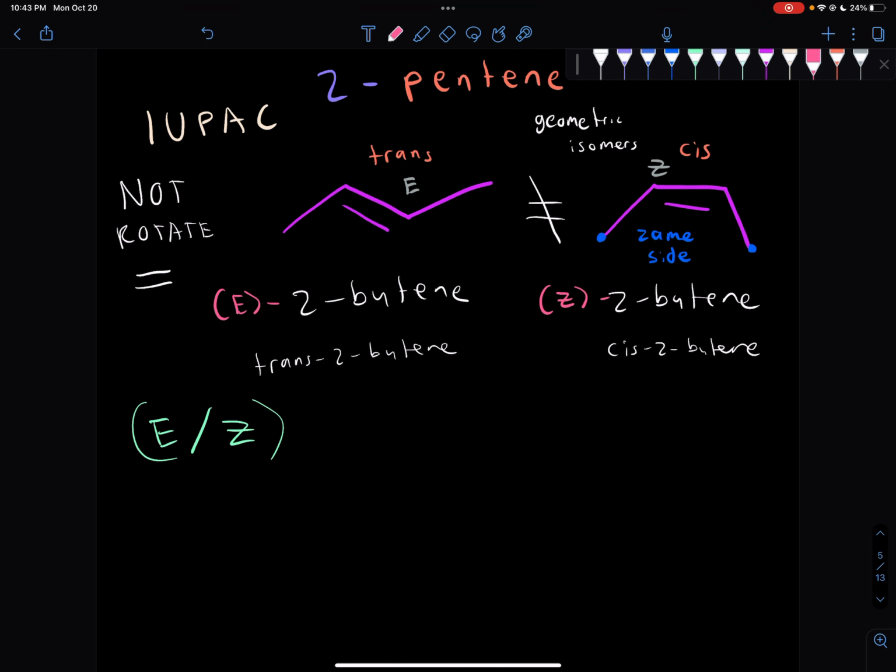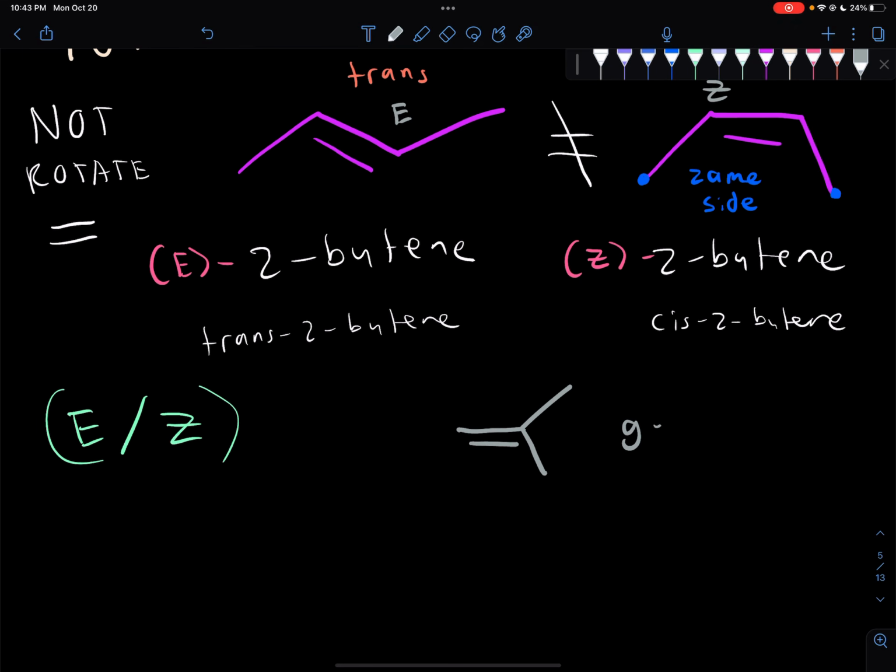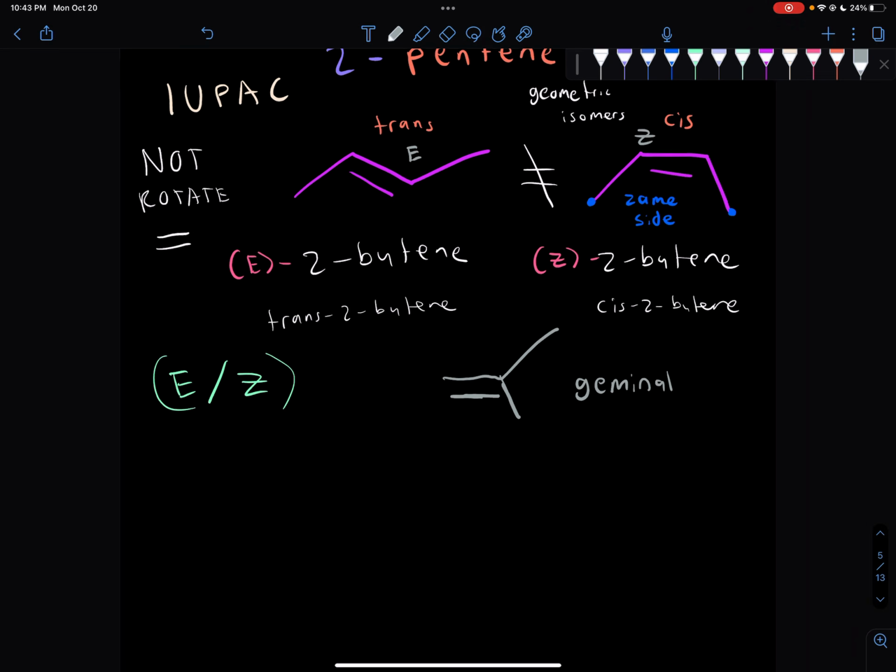Okay, let's add in one more thing. This is not going to have an EZ naming. This will just be called geminal. The only instance you'll ever have this is if you have an alkene where only one carbon has substituents. This is the only time you'll see it, so just keep that in mind. I'm going to refer to it again in a couple minutes, but just recognize this.